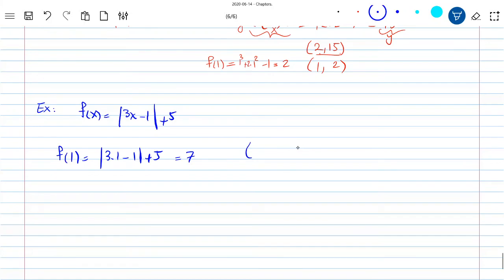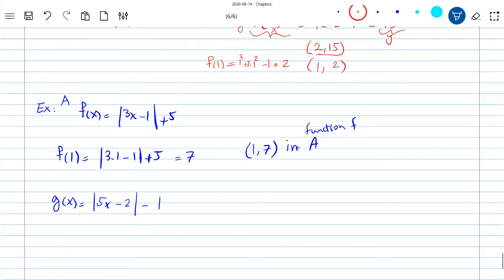So what does it mean? It means the point 1 and 7 belongs to the set A, or belongs to the function f. Okay. Sometimes instead of using f over and over, they write g and say g of x equals the absolute value of 5x minus 2, minus 1. This is an example of using a different letter to represent a function. It's just that the form is g of x.